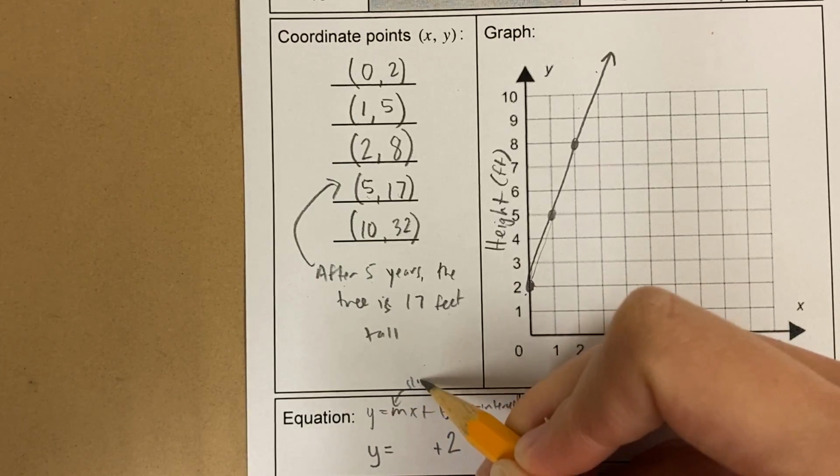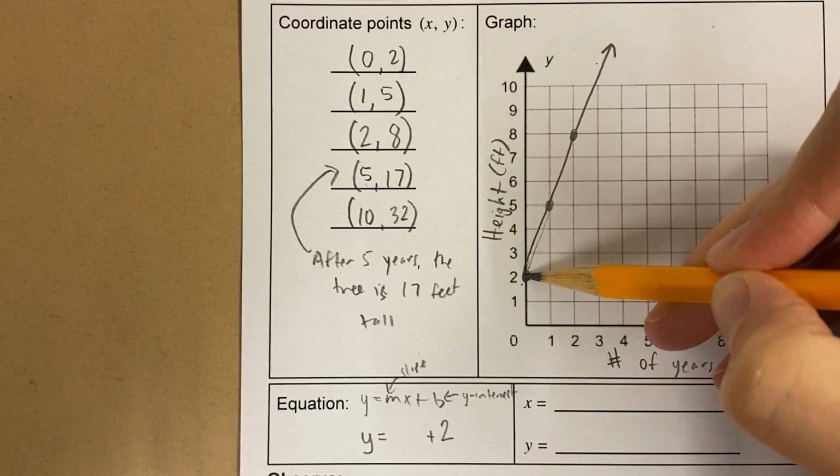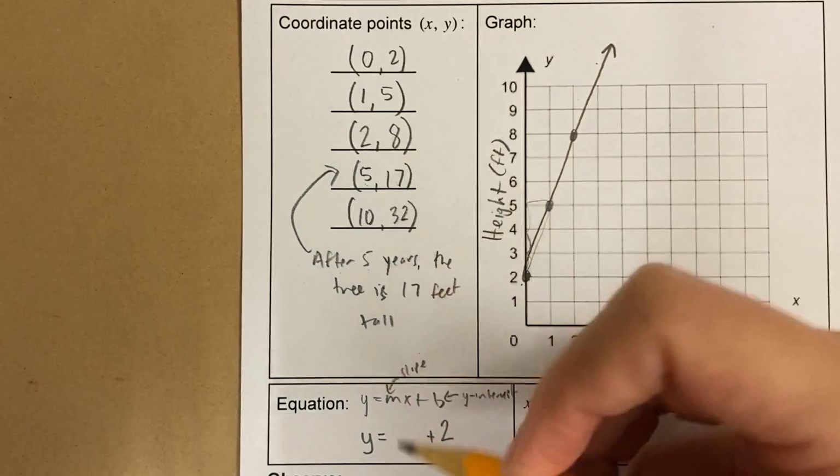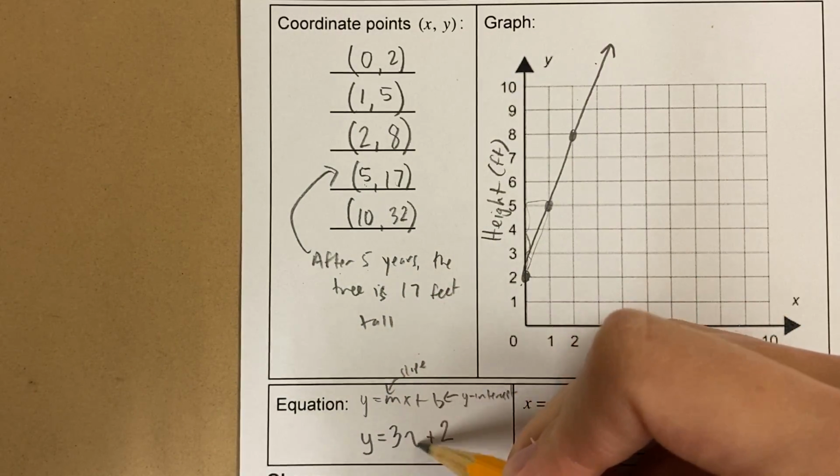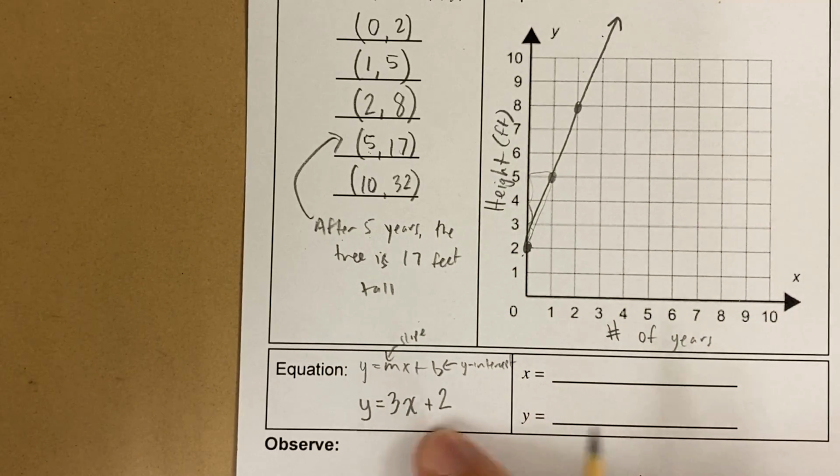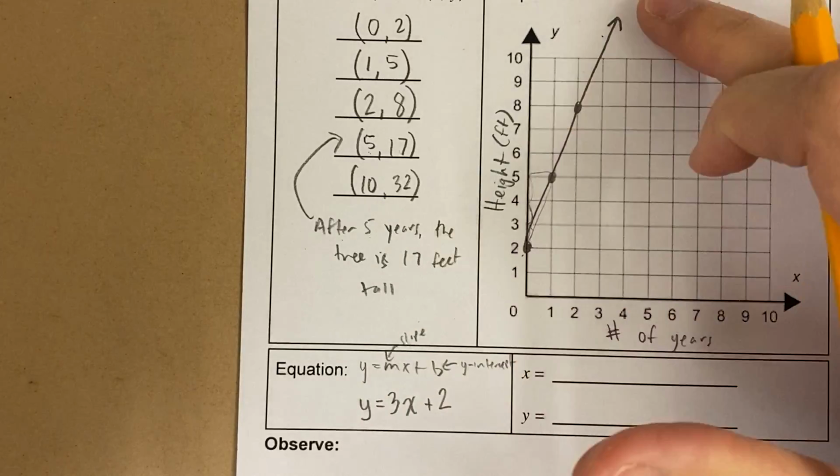And my slope, what's my slope? Well, my slope is my rise over run. So let's see, it's 1, 2, 3 up over 1. So that's 3 over 1, which is just 3. So here is my equation. Okay, y equals 3x plus 2. Y equals 3x plus 2 is my equation. That's the equation of this line.